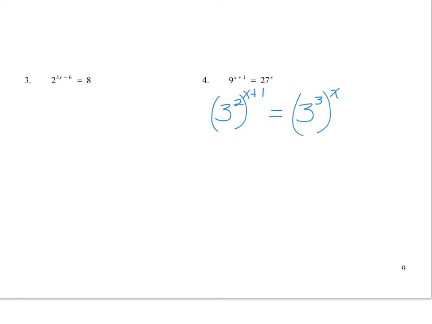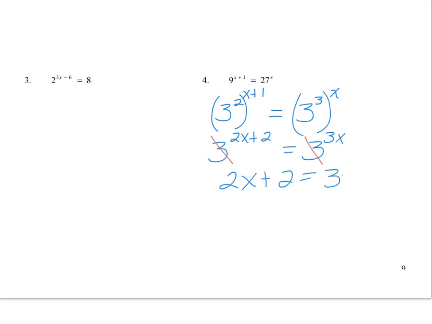Okay, so now we have to do the power to a power rule. So we have 3 to the, and this is distributive property, 2x plus 2 equals 3 to the 3x. Now we have like bases, so we can actually drop the bases and set the exponents equal to each other.